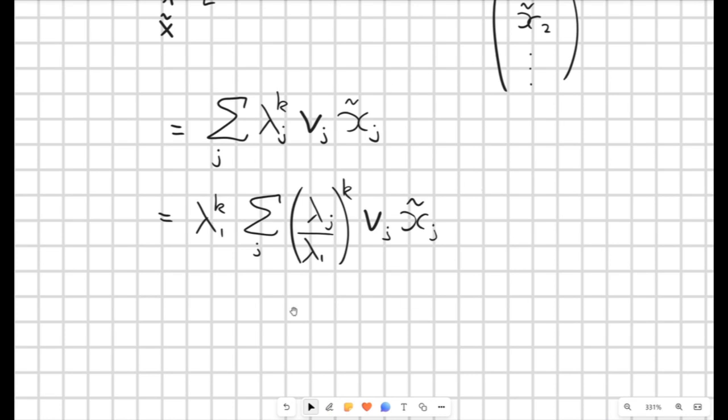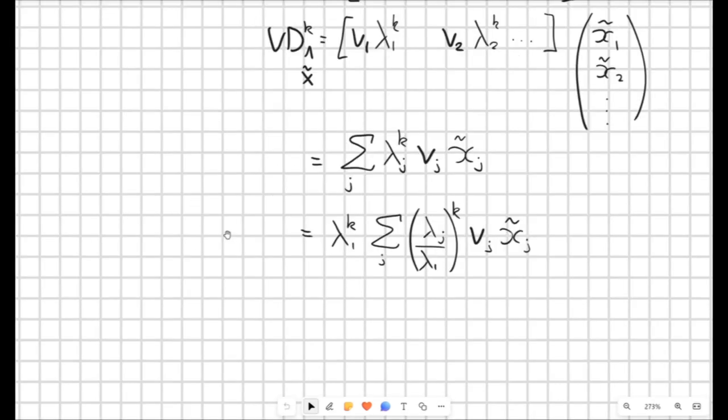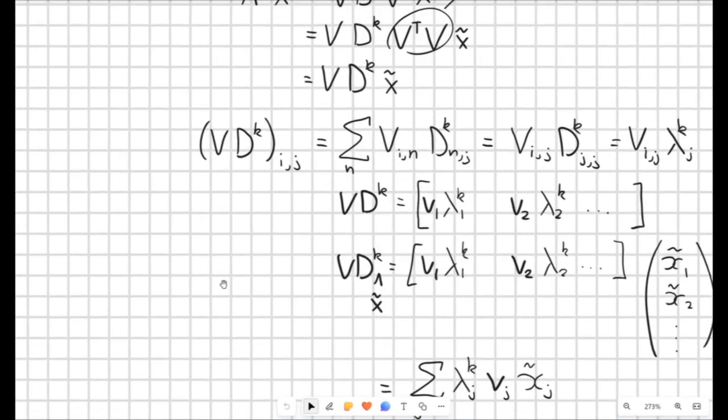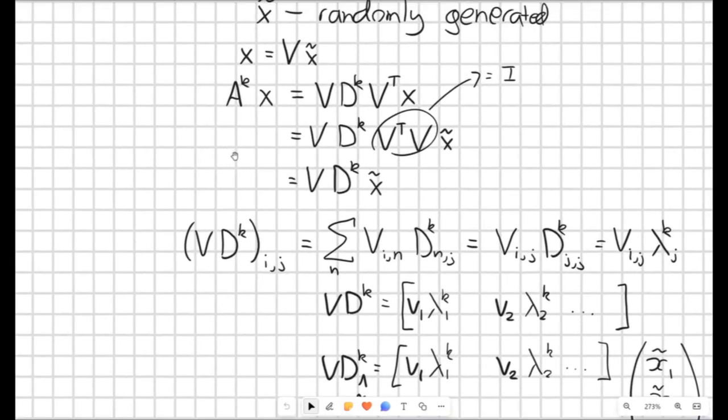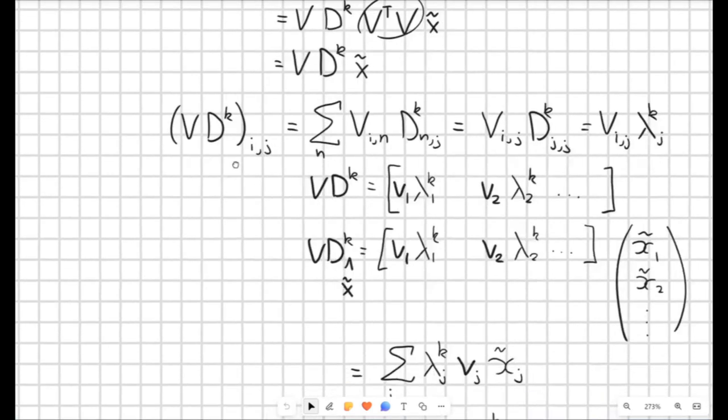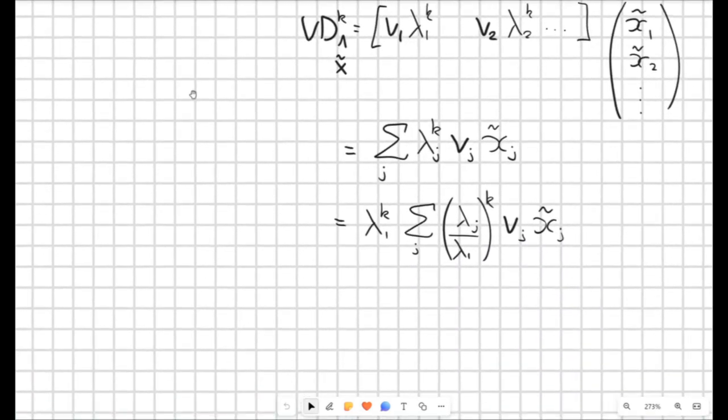Okay, so all that's happened here is that lambda 1 to the power of k has just been taken outside of this summation. And if we go up to here, then we can remember that we started off essentially by expanding A to the power k multiplied by the vector x. So we can write that down here: A to the power k multiplied by x.